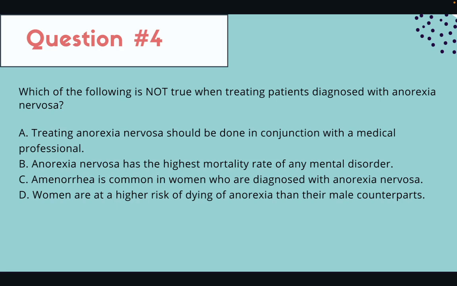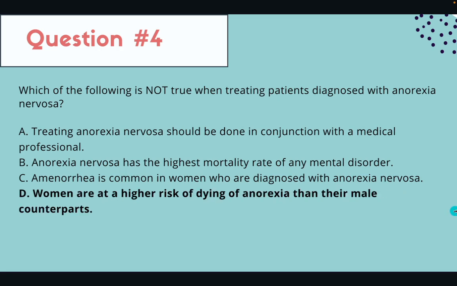Amenorrhea means no longer getting a menstrual period. And like we know, there are a lot of imbalances in the body depending on the severity of anorexia nervosa. So this could be common in women who are diagnosed here. Answer choice D is incorrect. Women are at a higher risk of dying of anorexia than their male counterparts. Males are actually at a higher risk.